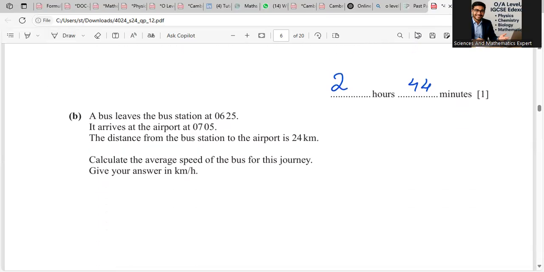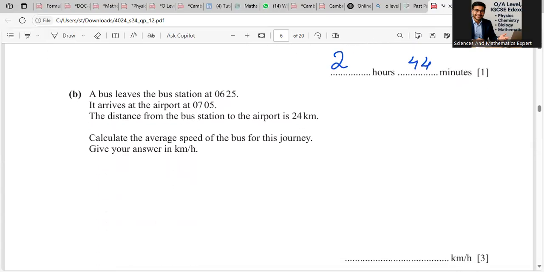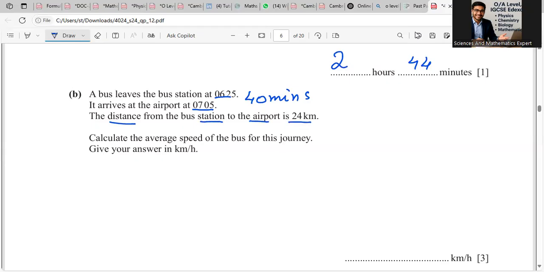After that, he is saying a bus leaves the bus station at 6:25 and arrives at the airport at 7:05. It means he is taking about 35, 45, 55, and around 40 minutes. And the distance between the bus station and the airport is 24 kilometers. Calculate its speed in kilometers per hour.